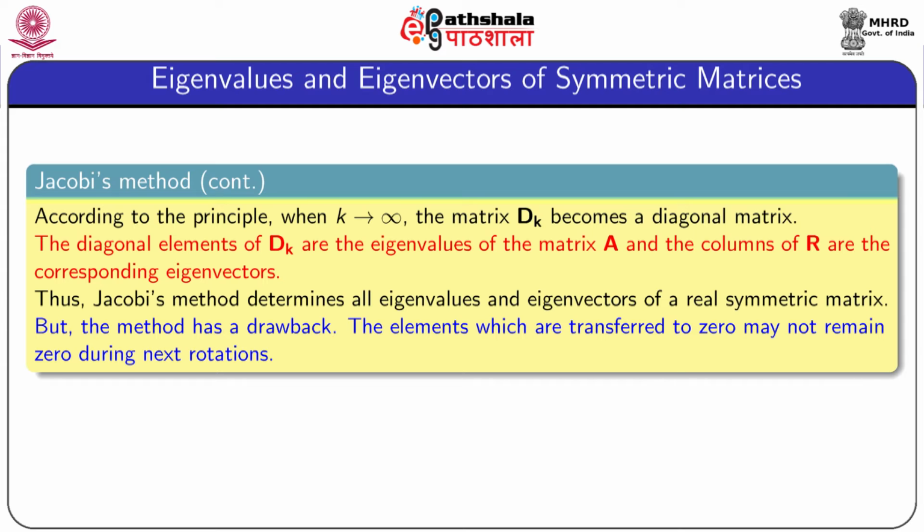But the method has a drawback. The elements which are transferred to 0 at any particular iteration may not remain 0 during the next iteration. This is one of the major drawbacks of this method.